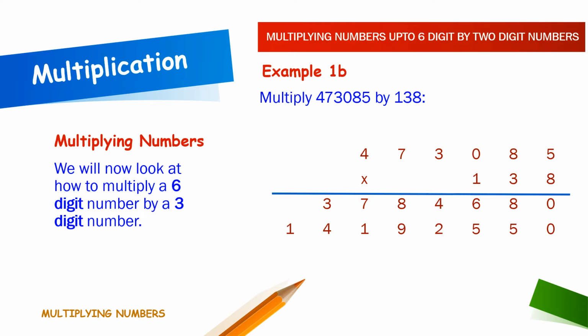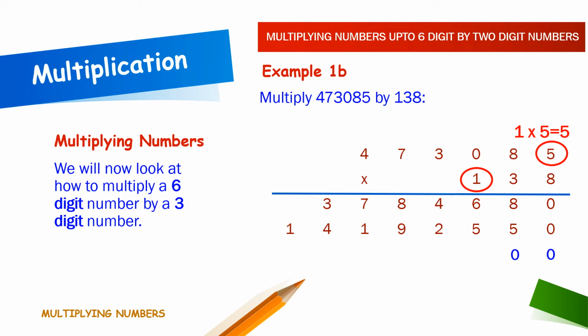We now need to multiply our 6-digit number by the 1. This is actually 100, so we need to add 2 zeros in the units and tens in the next row down in our calculations, as shown. We can now progress as we did previously.